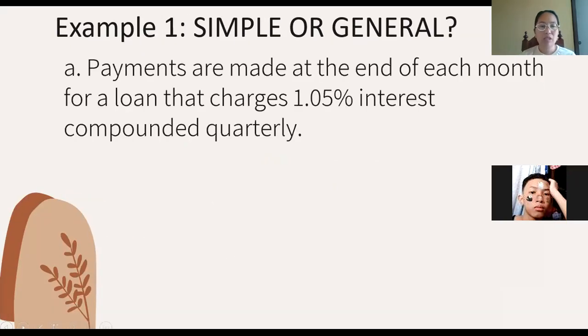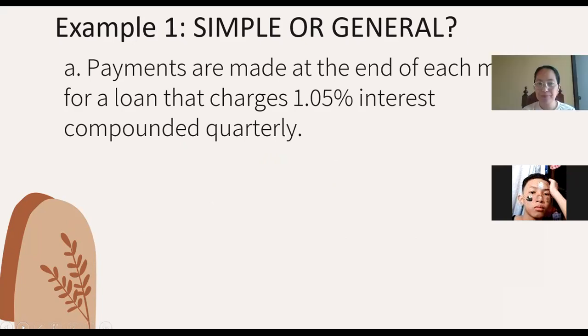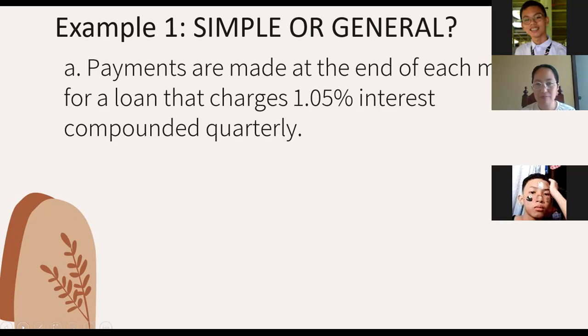Let's try this. Will somebody read and try to classify whether this is a simple annuity or a general annuity, and then tell us why. Yes, Miko? Payments are made at the end of each month for a loan that charges 1.05% interest, compounded quarterly. General annuity po. So why general annuity? Because po the payment interval is every month, while the interest rate is compounded quarterly or every 3 months po.